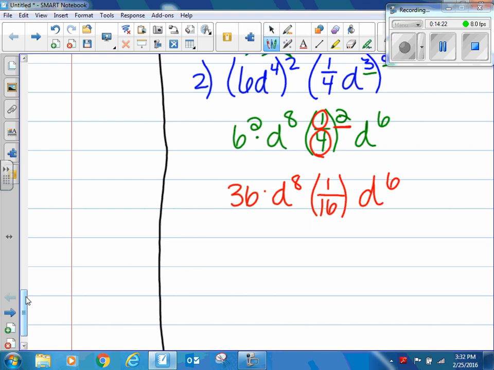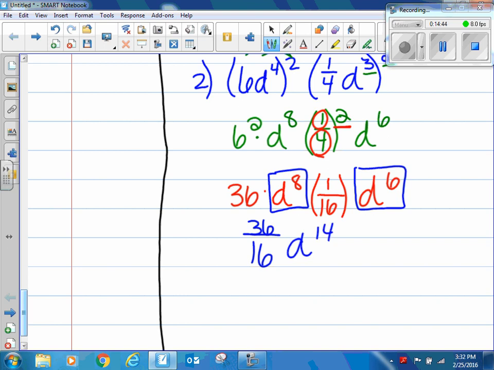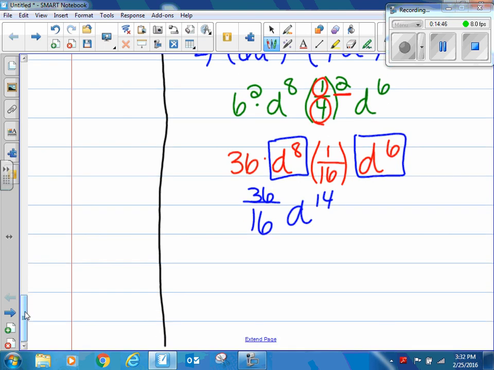Now I have 36 and 1/16. If I multiply those together, remember, you multiply numerators and denominators, so I have 36 over 16, and then I have d to the 8th and d to the 6th. Since that's the common base of d, this is going to be d to the 14th. And finally, we know that we simplify all fractions. If I divide the top and bottom by 4, I get an answer of 9/4 d to the 14th. And that is my simplified answer.